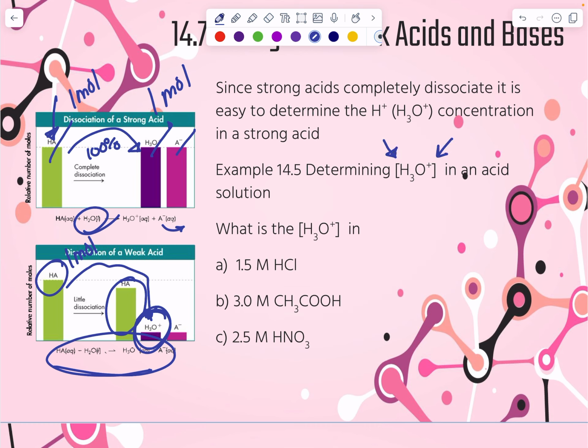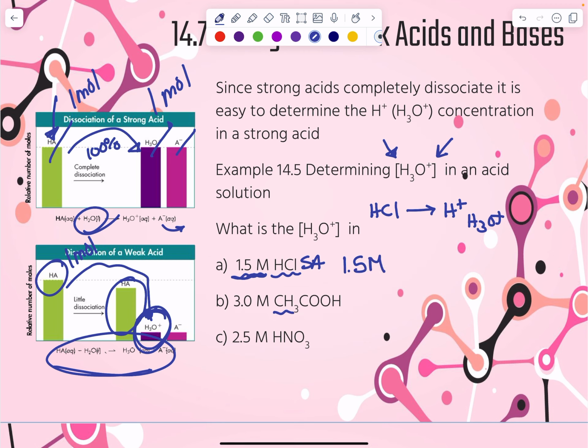So this question is saying to determine the H3O plus ion concentration, and anytime you see these brackets, that means concentration, in an acid solution. So what is the H3O plus? Well, this is a strong acid. So that means whatever molarity this is, that's going to be the same, because HCl will 100% become H plus or H3O plus. So the H3O plus concentration would be 1.5 molar.